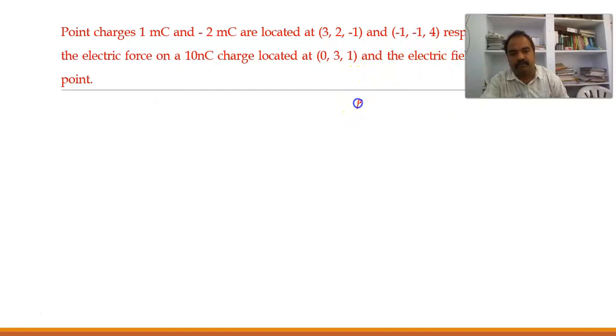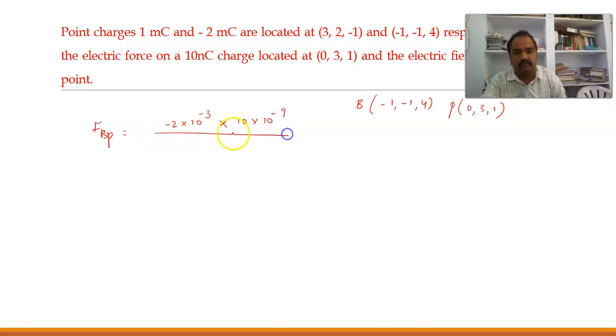Now we have seen that point B is located at minus 1 comma minus 1 comma 4. P is at 0 comma 3 comma 1. Now let's see how this one comes into picture. So FBP, the charge at B is minus 2 millicoulomb, so I am writing it as this one. Charge at this point, it is 10 nanocoulomb, by 4 into pi, this is 3.14, into epsilon, it is 8.85 into 10 to the power of minus 12, into epsilon r, it is 1, into the distance.